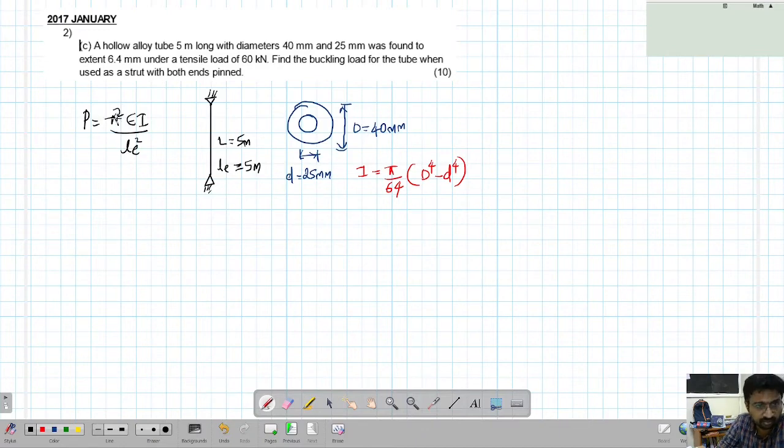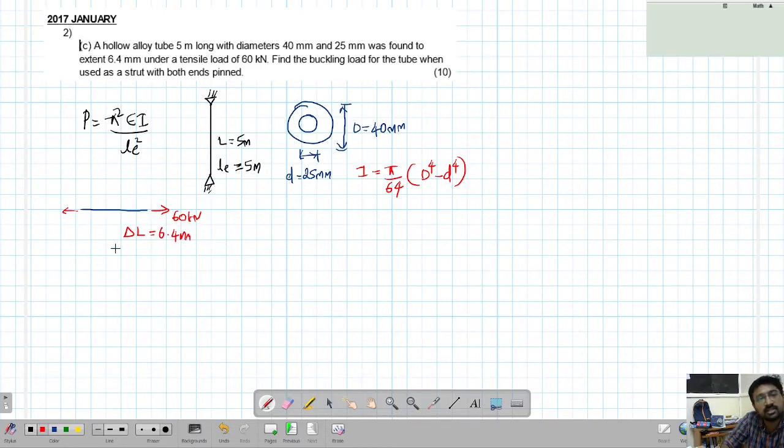We have pi as a constant. I we can calculate. LE is there. Now E is not given. For calculating E, some other data is given. What they're telling is that when we apply an axial load of 60 kilonewton on the column, the change in length comes out to be 6.4 mm.